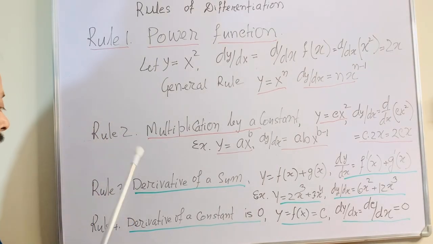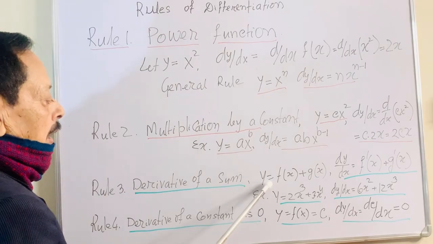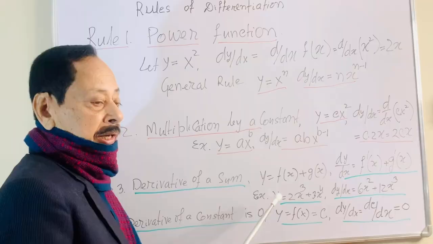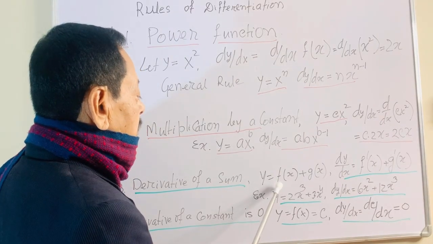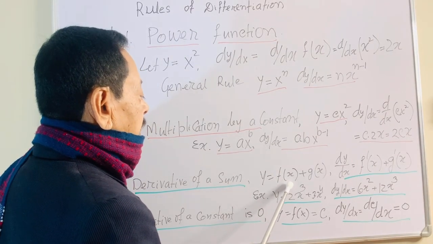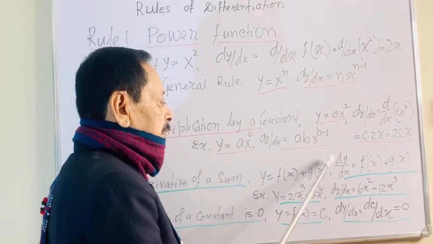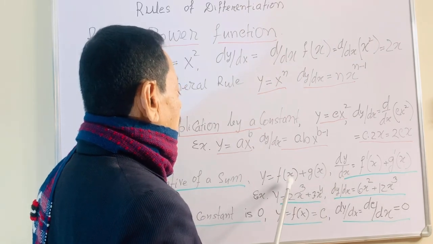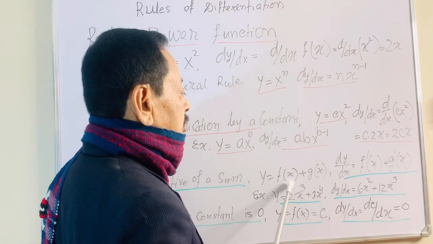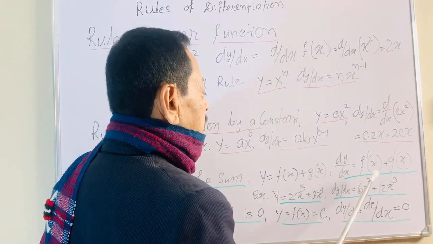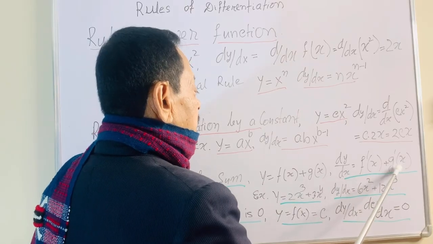Then rule 3, derivative of a sum. Suppose the function is in the form of a sum. Y is a function of x, but the form is f(x) plus g(x). So dy by dx, that means the derivative of this, is the derivative of the first function plus the derivative of the second function.